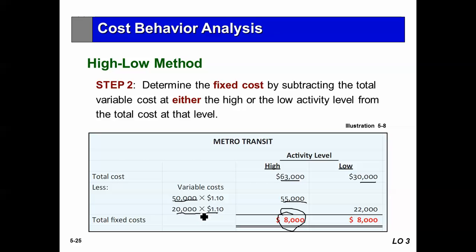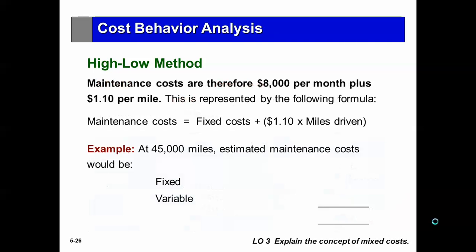The variable portion then would be 20,000 times $1.10, and the fixed portion would be 8,000. So we know that the formula for this is a variable cost of $1.10 per mile and a fixed cost of 8,000. So it's actually y equals a plus bx.